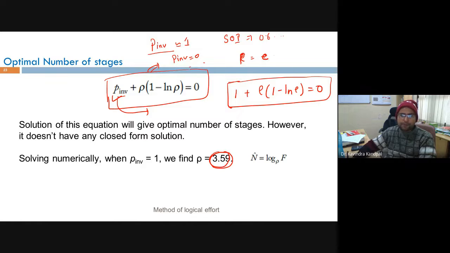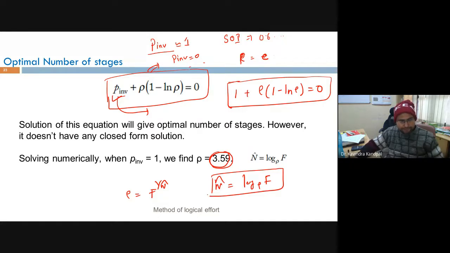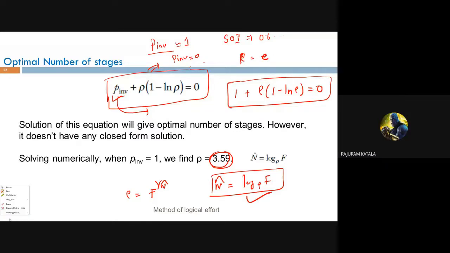For rho equal to 3.59, and you have already said that rho is f to the power 1 by n cap. So can I say n cap is nothing but log rho base f? Take log on both sides and you will get this. Yes or no? Yes, sir.